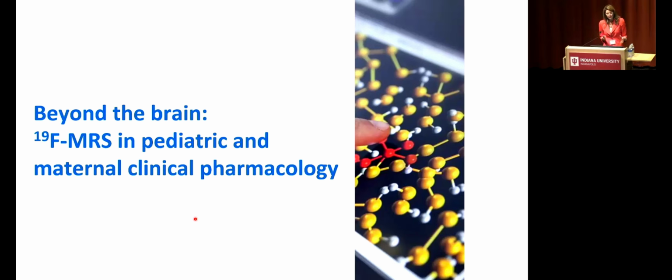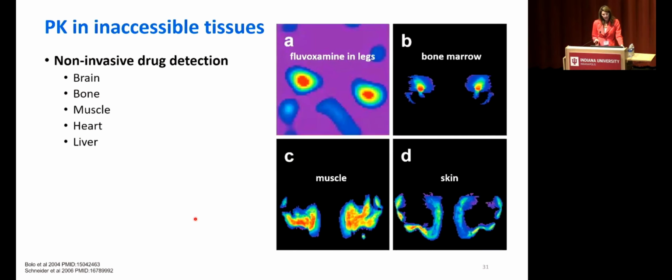Okay. So I wanted to move now to talk a little bit about the innovative potential and hopefully sow some seeds of either inspiration or curiosity for this group when thinking about how this might be used more broadly. So we talked about using 19F to detect PK in inaccessible tissues and focused mainly on the brain. But there have been other groups that have used this to detect concentrations in bone, muscle, heart, and liver. The figure you see here is looking at fluvoxamine, which is another SSRI, and trying to identify the anatomical compartment where drug is most likely.